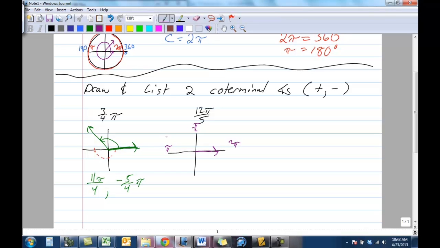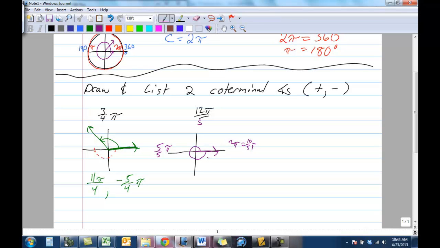So pi is the same thing as 5/5 pi, right? 5 divided by 5 is 1, right? So what is all the way around here? All the way around would be 10/5 pi. You with me on that? So if we were to start traveling around this, we would go, here's 5/5, here's 10/5, right? So 10/5 is all the way around.